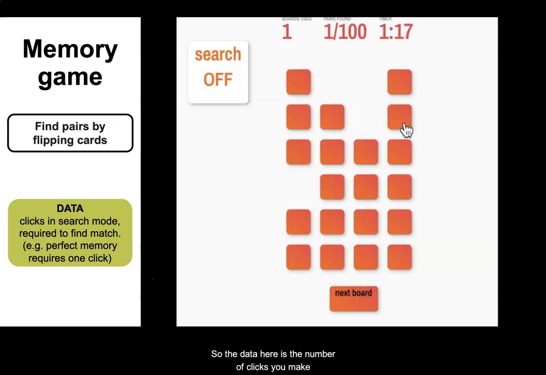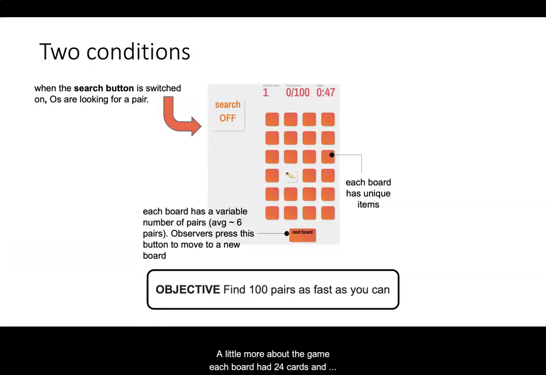So the data here is the number of clicks you make when the search button is on, or when you're in search mode, to collect a pair. Now you can imagine if you have perfect memory, it will take you one click to collect a pair in search mode. A little more about the game.